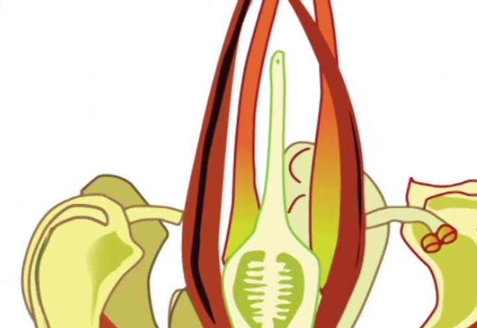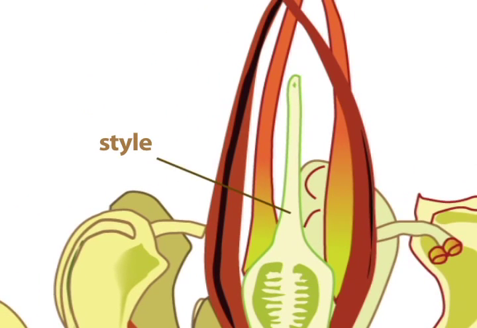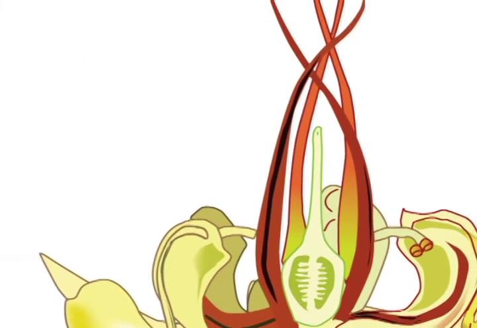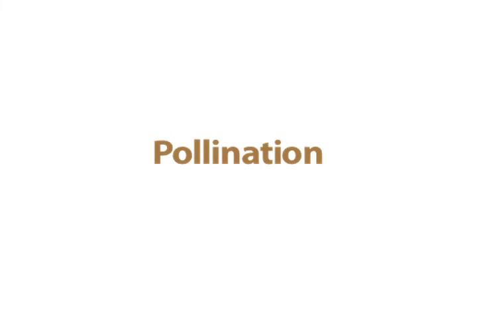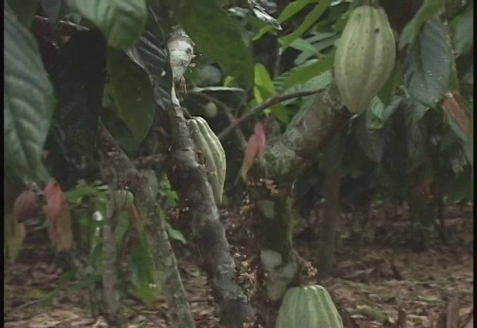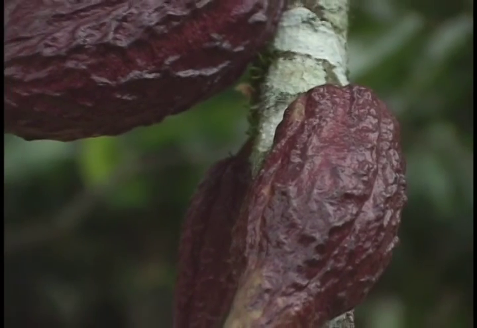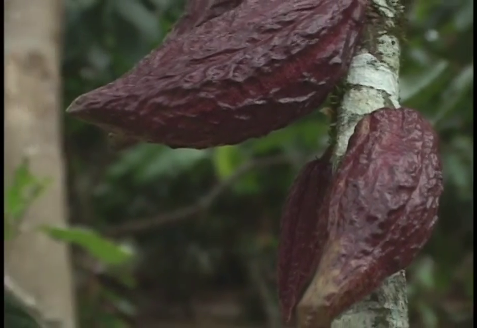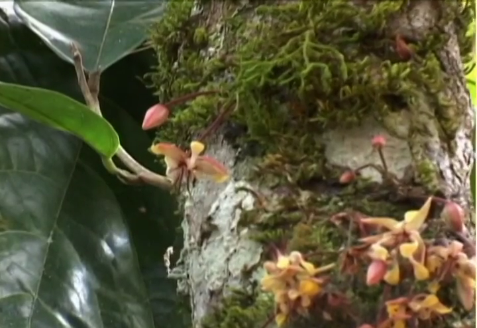A slender little tube emerges from the ovary called a style, which becomes wider at the tip. The tip of the style is called the stigma. Let's see how the male and female parts join together in the cacao flower. As in animals and humans, in cacao, a male must unite with a female to produce a seed that will give rise to a new tree.